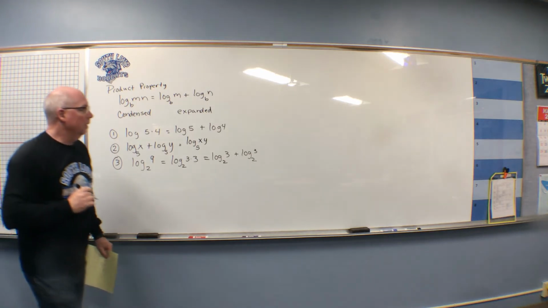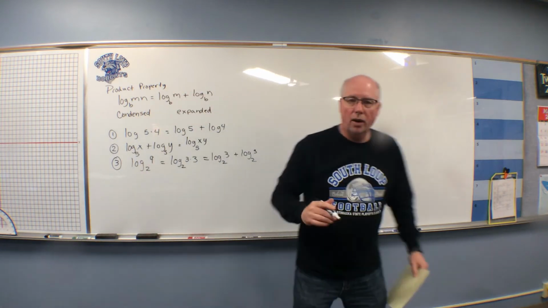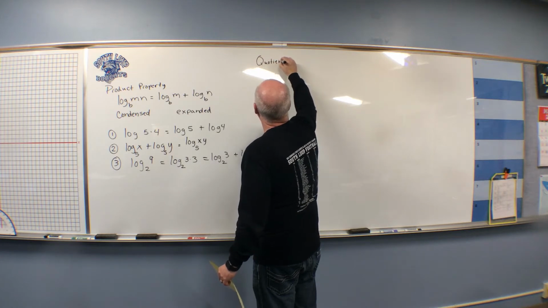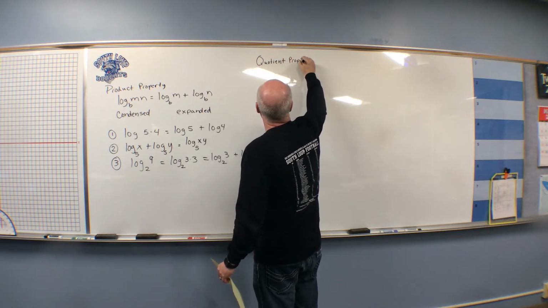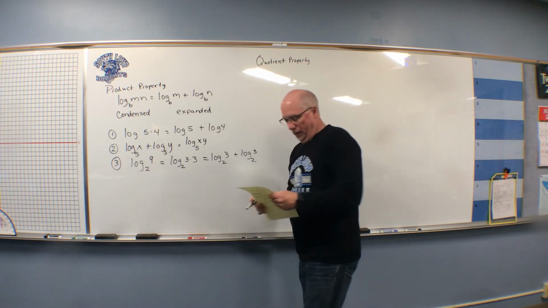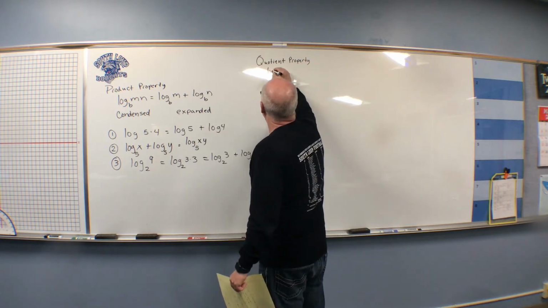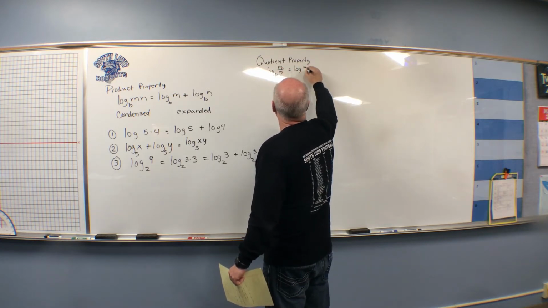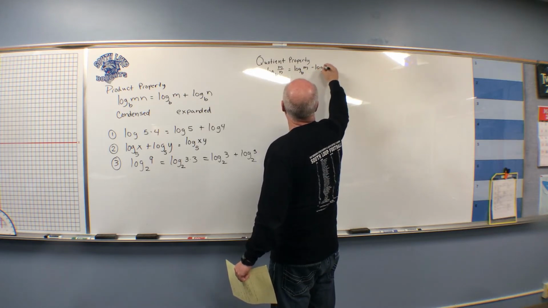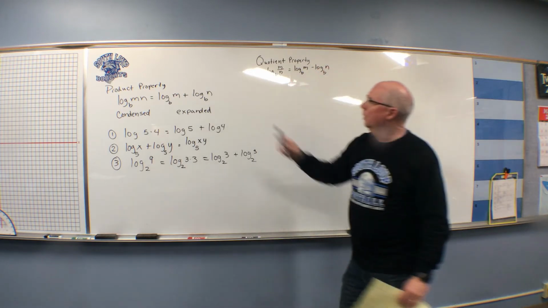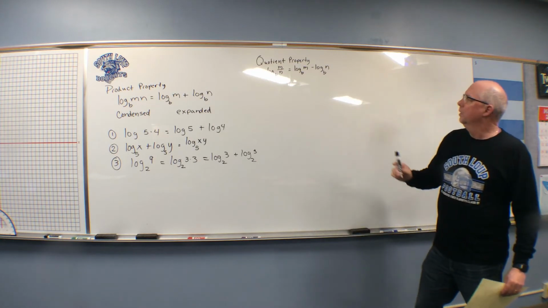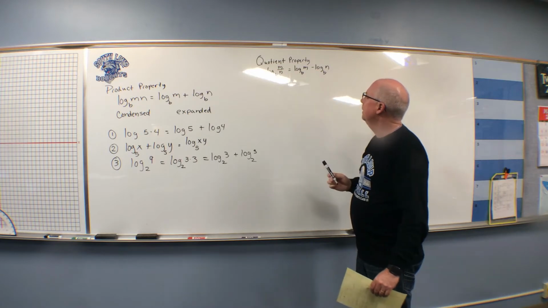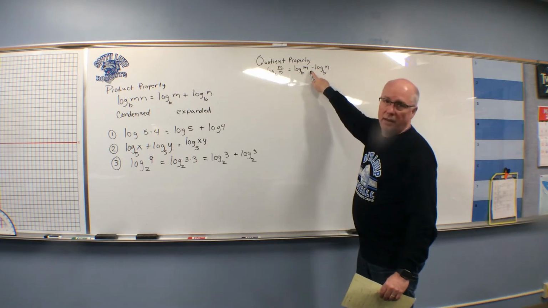Going along those same lines, if we have a product property, we also have a quotient property. The quotient property says that if we have the log of m divided by n base b, we have the log of m base b minus the log of n base b. So with the product property we had addition. With the quotient property we have subtraction. Notice it's got to be the same base.